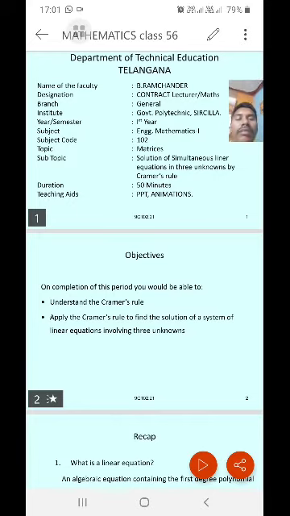In the previous class we learned how to solve equations by using the matrix inversion method. Today, another method: we use determinants to solve the equations. That is called Cramer's rule. Cramer is the name of the scientist who introduced this method.